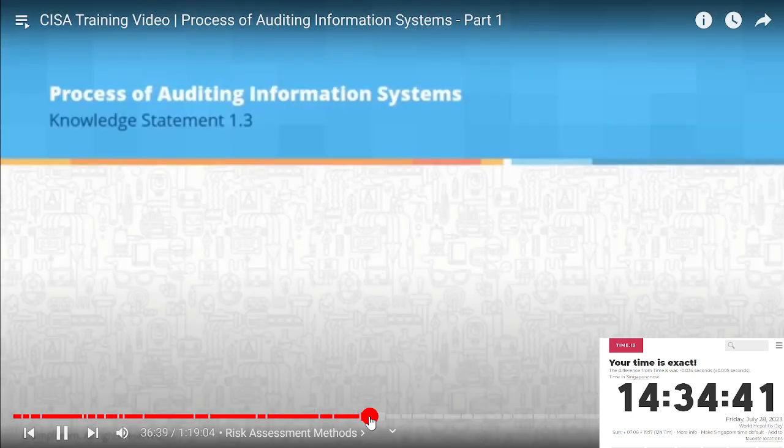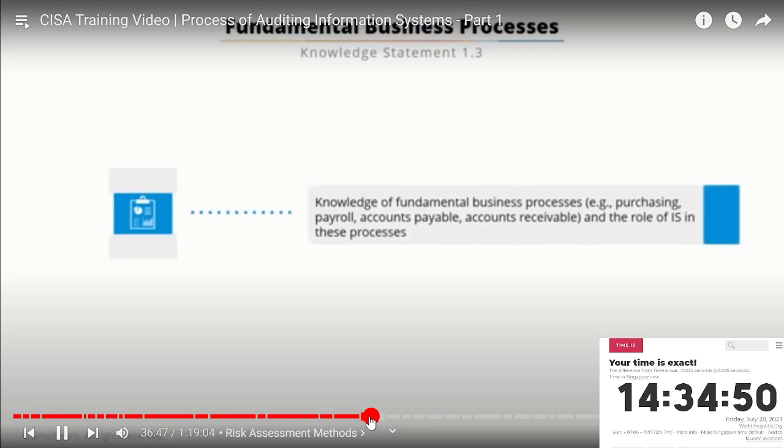Knowledge Statement 1.3 of Domain 1 of the CISA exam. Knowledge of fundamental business processes, things like purchasing, payroll, accounts payable, accounts receivable, and the role of information systems in these processes.